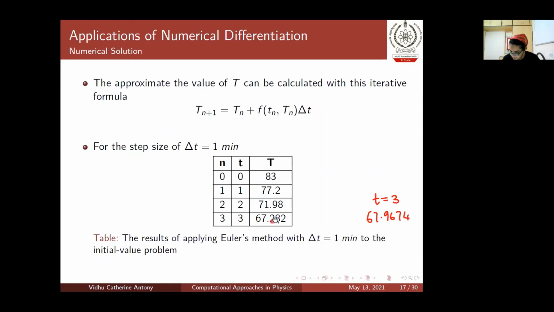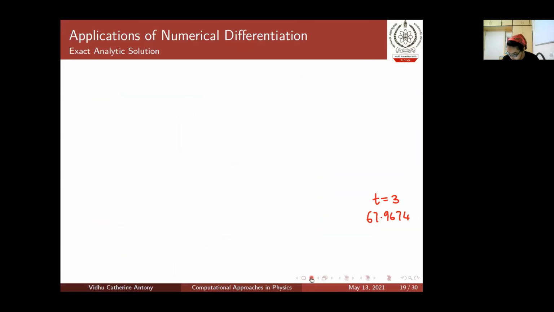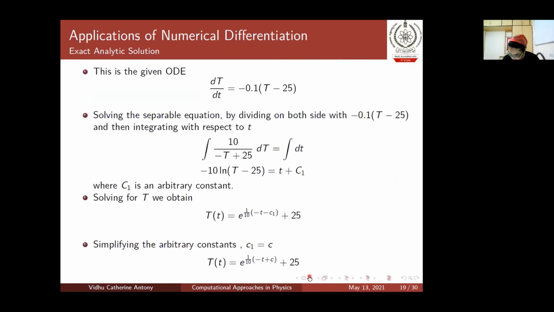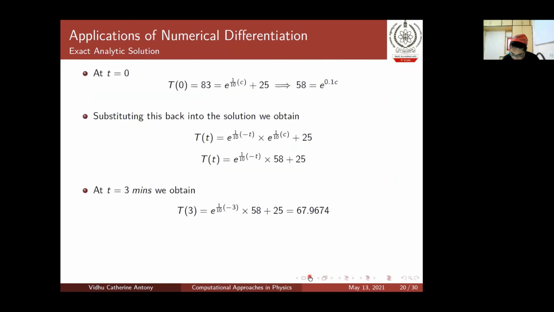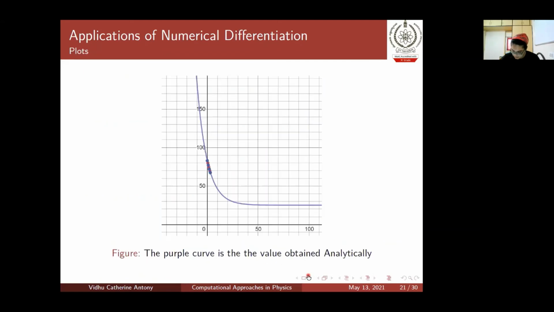You have 67.282. So you do realize that as you decrease the size of the interval, as you decrease the step size, the value gets better and better. So this is something that I hope you remember. So we're done with this part. Now let me just show you how the solution looks. The purple curve is your analytic solution, and you've got the points that are really crowded up in this region.